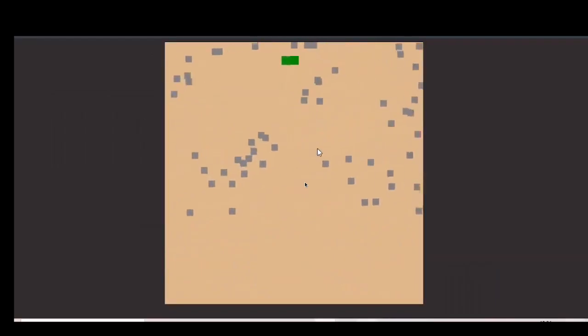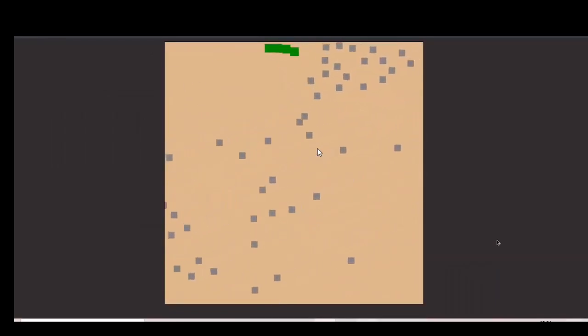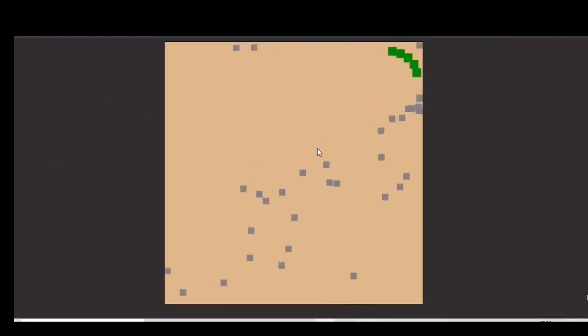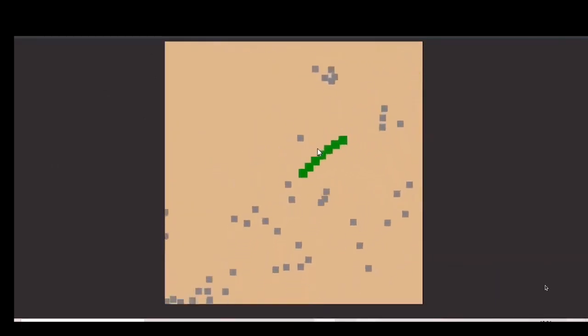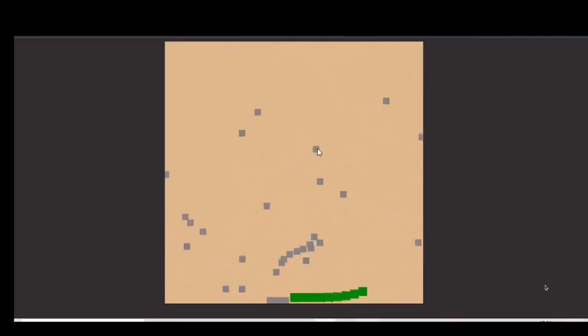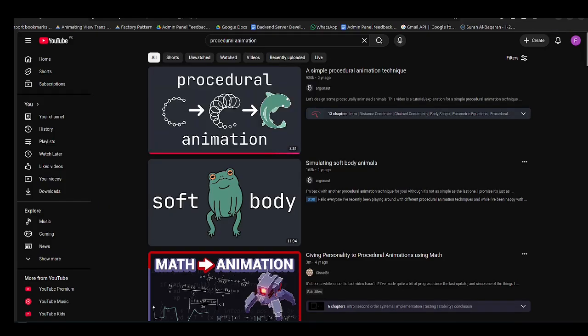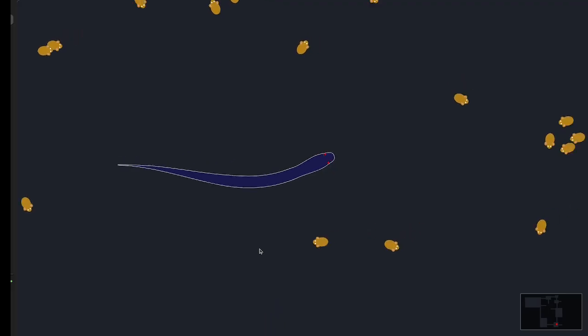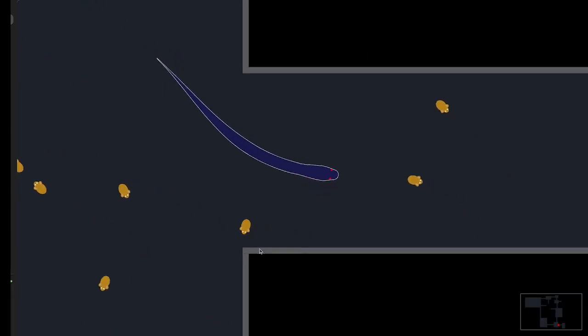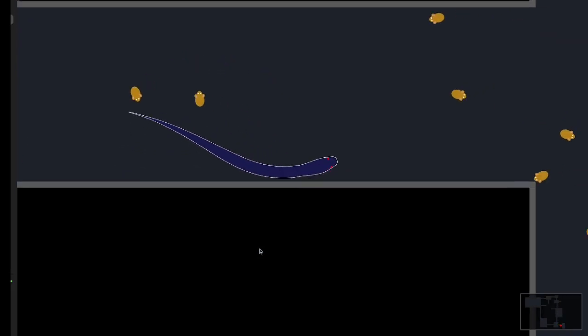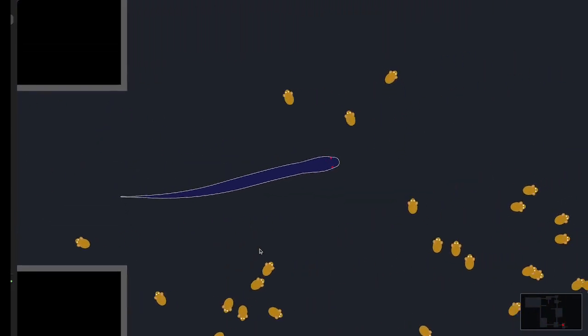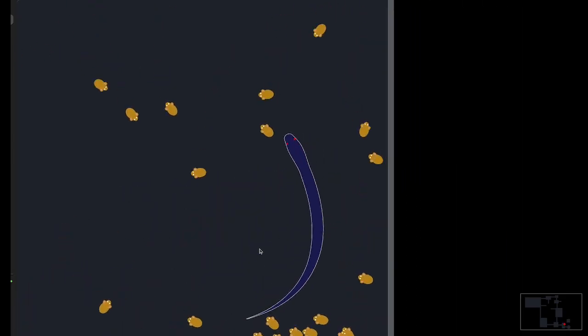It started simple. Just basic squares moving around, eating bird AI enemies. It worked, but it was honestly pretty boring. Then I stumbled across a video breaking down procedural animation for snakes and fish. It completely changed how I thought about movement and procedural animation, and I immediately went to rebuild the game from scratch. This was the first prototype.